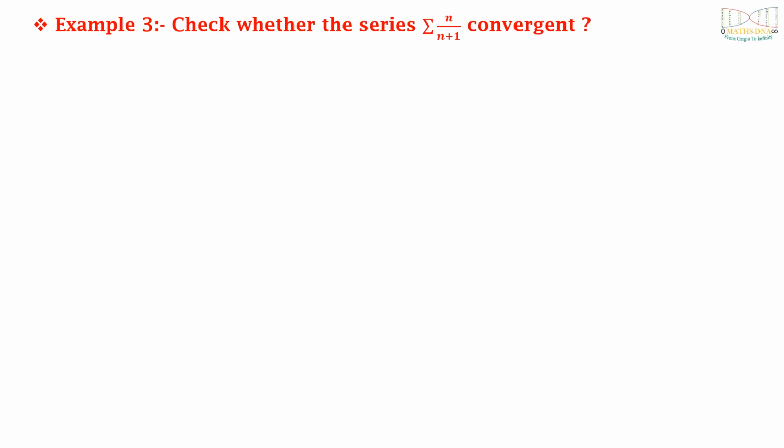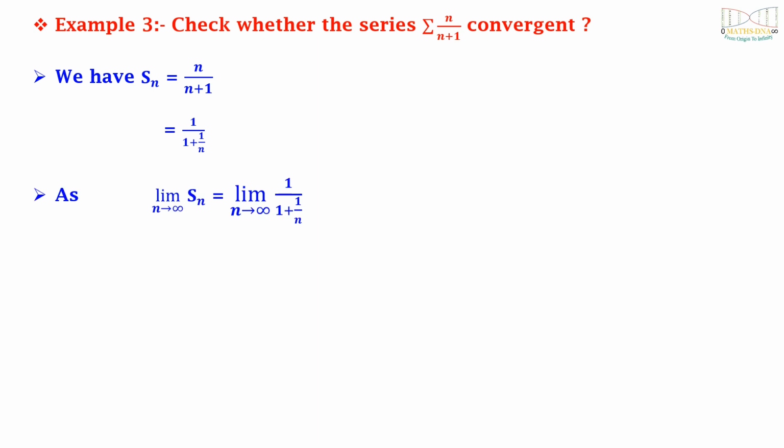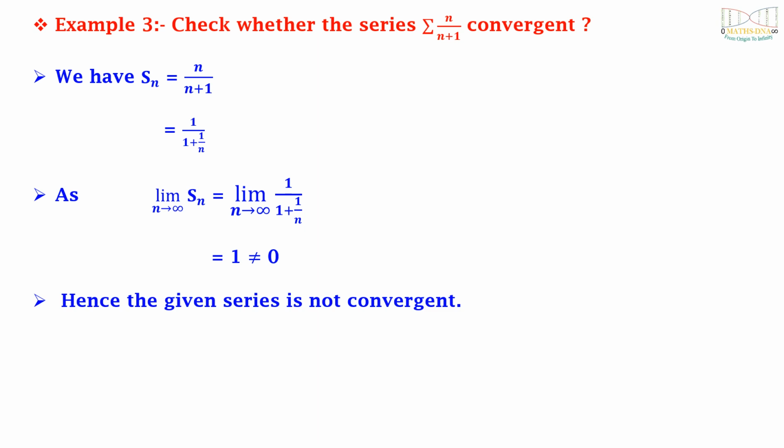Now example 3. Check whether the series summation n upon n plus 1 is convergent or not. We have S_n equal to n upon n plus 1. Now taking n common from the numerator and denominator, we get S_n equal to 1 upon 1 plus 1 by n. Now applying the limit, limit n tends to infinity of a_n is equal to limit n tends to infinity of 1 upon 1 plus 1 by n, which is equal to 1, which is not equal to 0. As the limit is not equal to 0, the given series is not convergent.